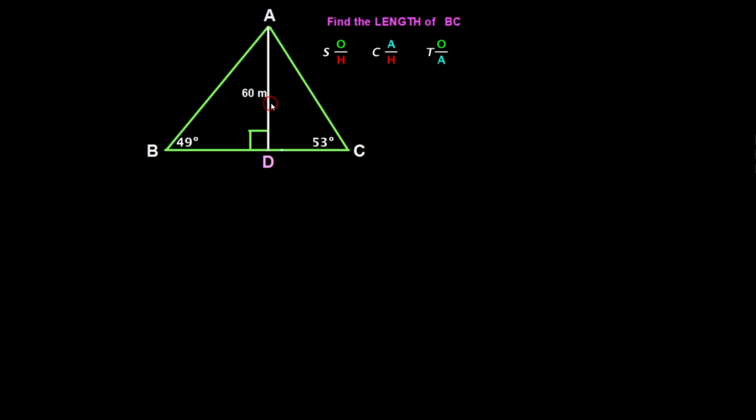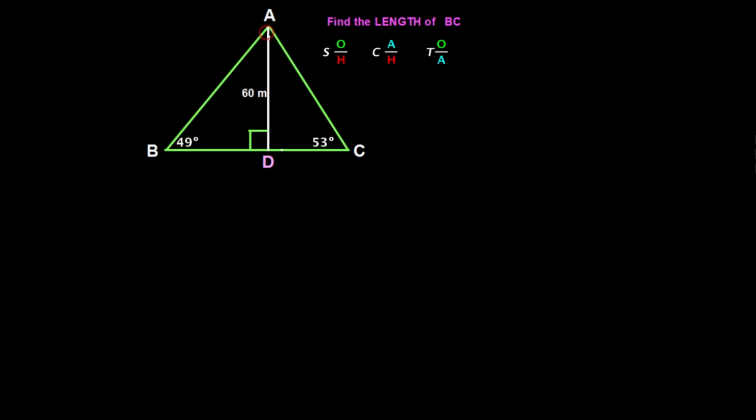Now we have a question here. It's a composite triangle ABC. The question is, find the length of BC. If we take this angle, triangle ABC is not a right angle triangle, and we can't find the length of BC using SOHCAHTOA. So we must make a plan.